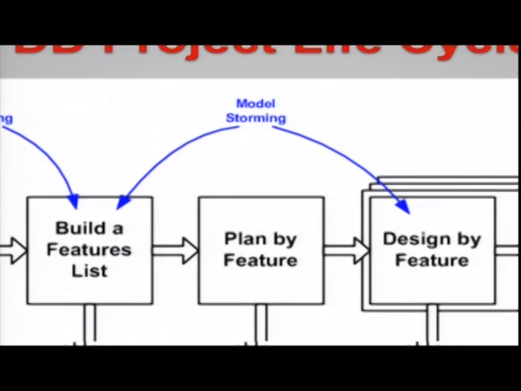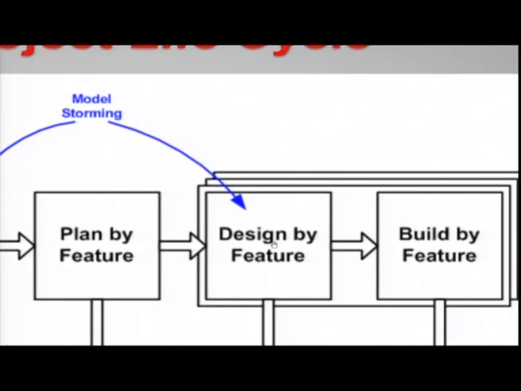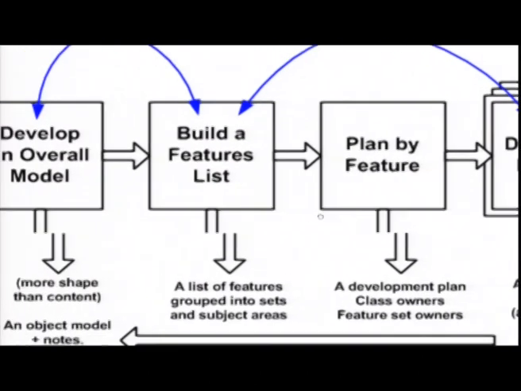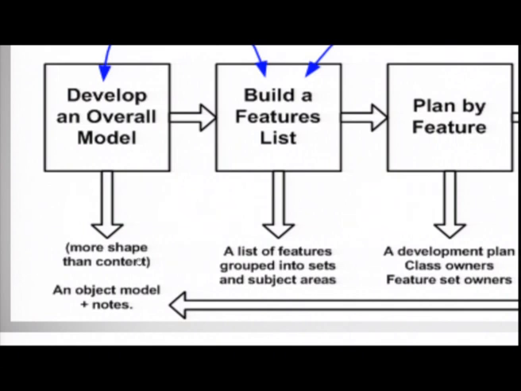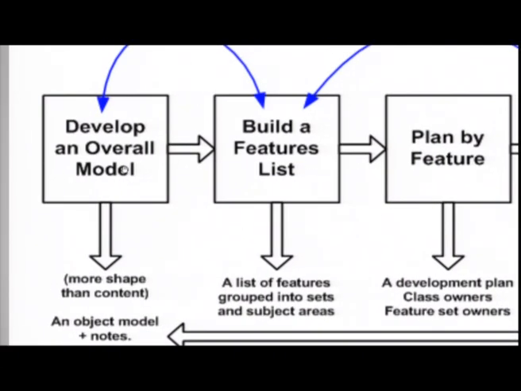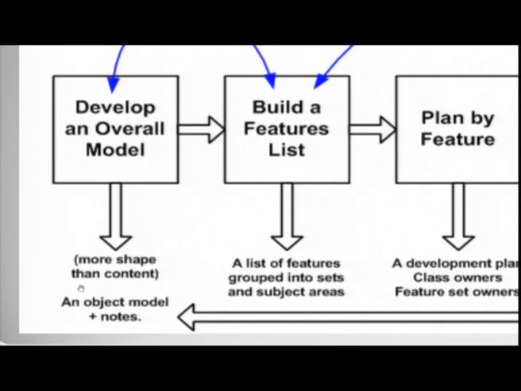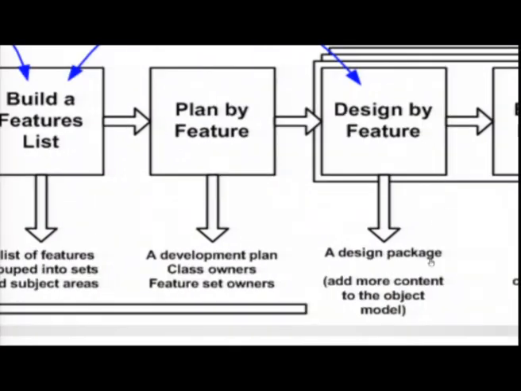After you design the feature, you build the feature. Now, when you develop an overall model, as far as this feature driven model is concerned, you are supposed to give it in a diagrammatic way. You are supposed to give the shapes; the diagrams, the drawings are more important than the content. So, here you have an object model and you give small notes with respect to the object model, with respect to the shapes that you have designed.